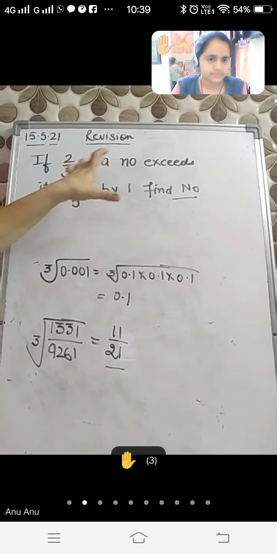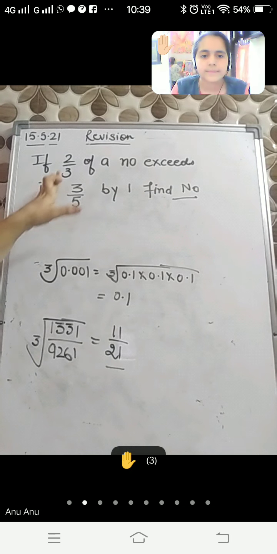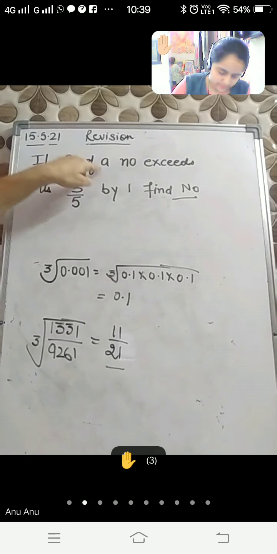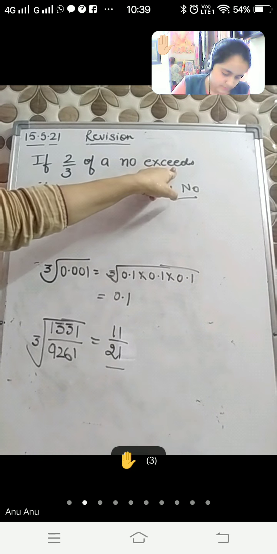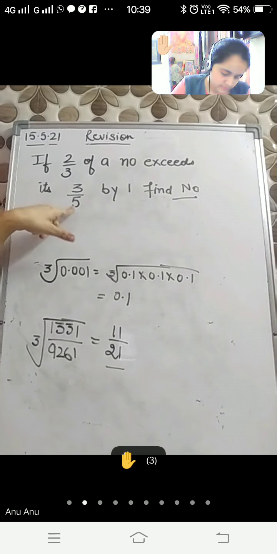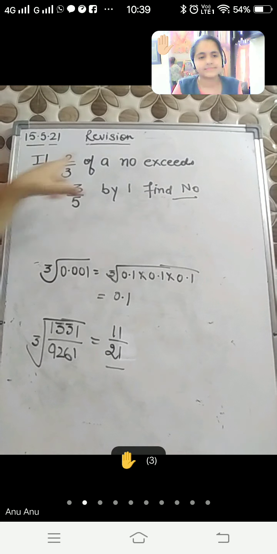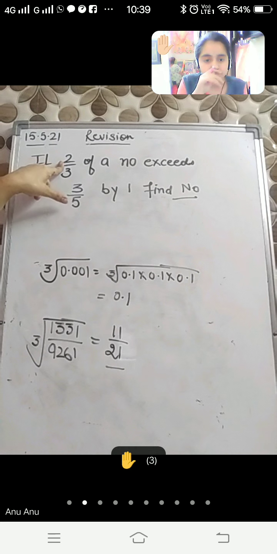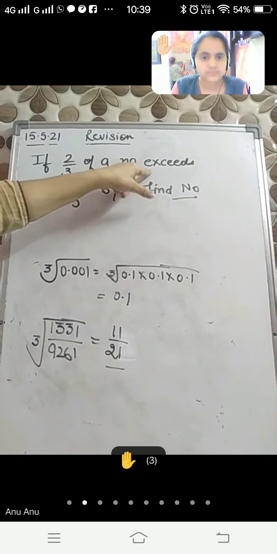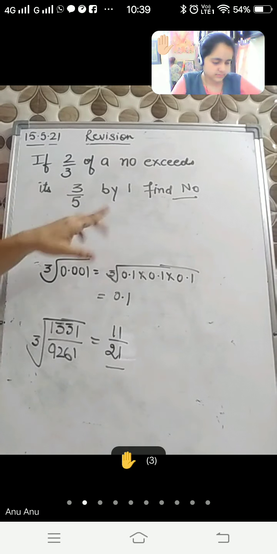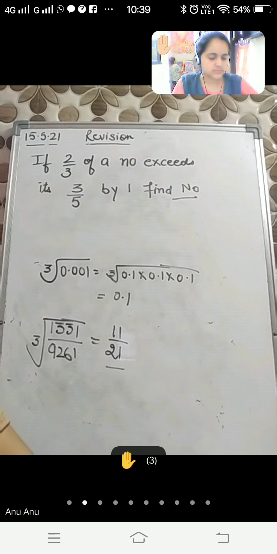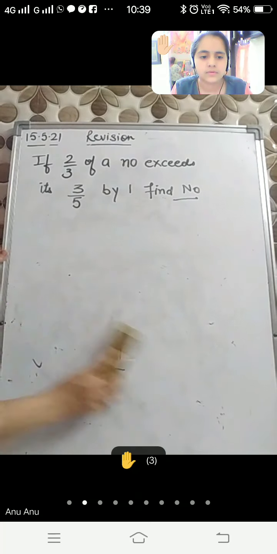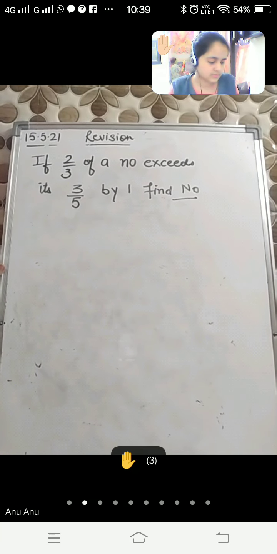If 2 by 3 of a number exceeds its 3 by 5 by 1, find the number. What does it mean? 2 by 3 of a number exceeds its 3 by 5. It means we are talking about the same number, by 1. The question says that 2 by 3 of a number exceeds, means is greater than, 3 by 5th of that same number; the answer is 1. Can anybody tell me how we will start this question?